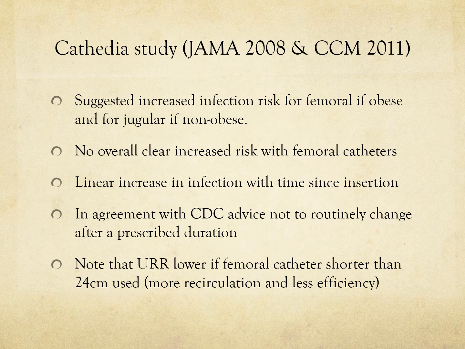The urea reduction ratio, which is the URR, which is a marker of efficiency of dialysis, is lower if the femoral catheter is shorter. So this would imply more recirculation and less efficiency, so we tend to use a longer femoral line.